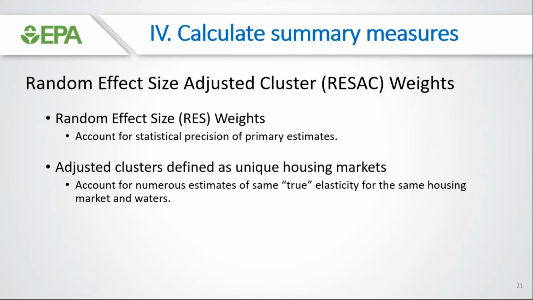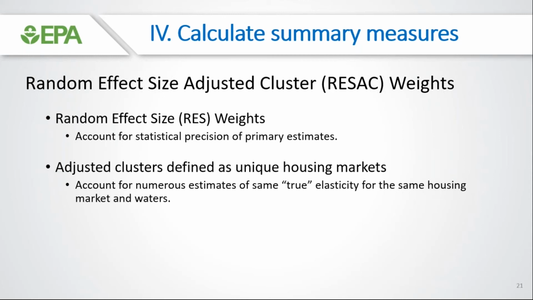So we weight the estimates accordingly. We define a cluster as a unique study and housing market combination. No matter how many elasticity estimates are provided by one study for a given location, each cluster is given the same weight. We do this for both waterfront and non-waterfront homes, so we have separate elasticities for those categories.